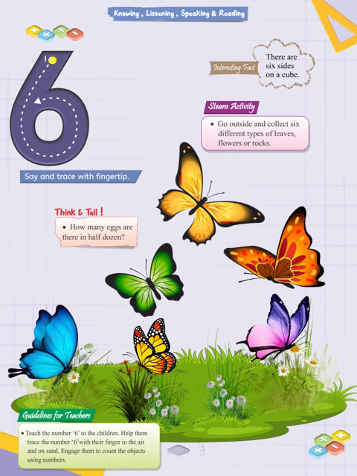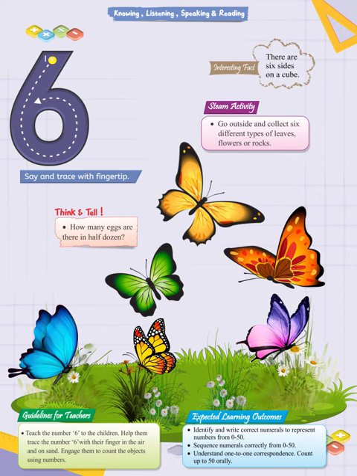Dear teachers, make the children learn tracing, speaking, and writing the numeral 6. Tell them about the objects that are naturally found as 6 entities, 6 sides of a dice, etc. Help them with STEAM activity. Use sand tray to trace the numeral 6 and practice accordingly.